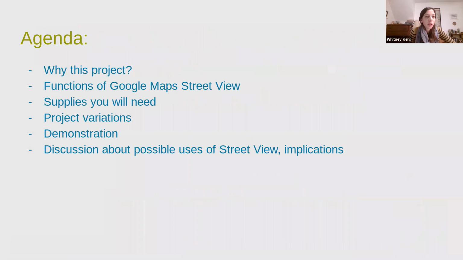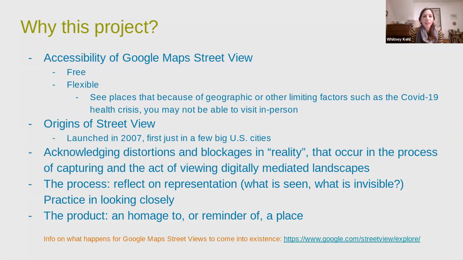So what we're gonna go through in this workshop is why someone might wanna do a project like this, where you're combining Google Street View image captures with the process of landscape drawing. I'll also talk about some of the functions of Google Maps Street View, just in case you haven't used it too much in the past, or if you've used it a lot, but there might be some things that you didn't notice about it before. I'll talk about the supplies that you will need if you want to do your own drawing inspired by Street View, some different project variations for this type of work, and then I'm going to do a brief demonstration. I'm not going to do a complete project, but I'll just show you some of the intro steps, and then I have some images in the slideshow of some completed projects like this, and then we'll have a discussion at the end.